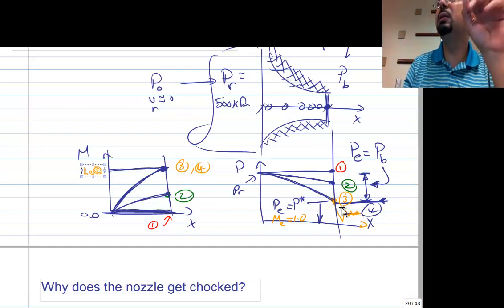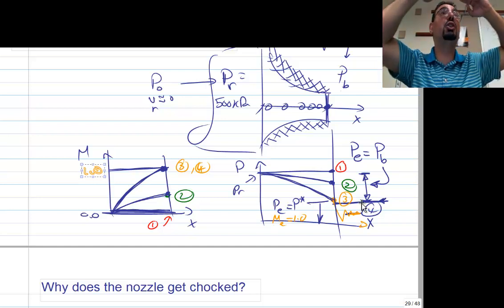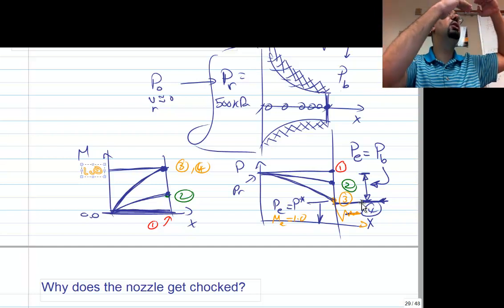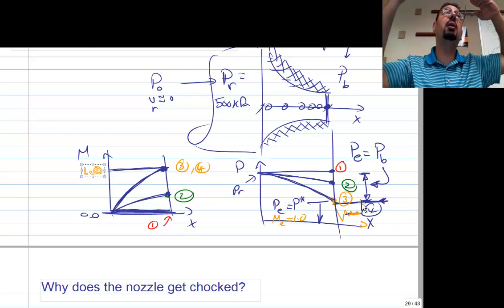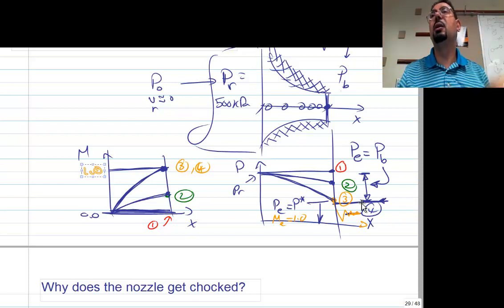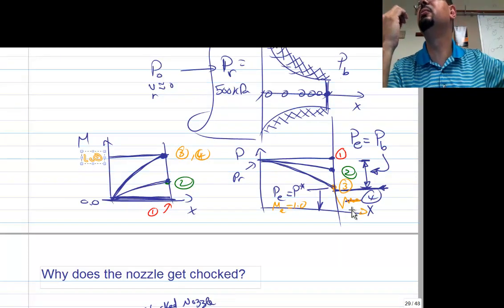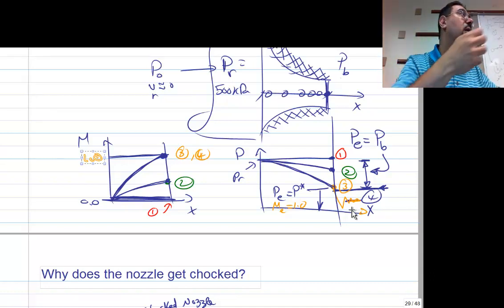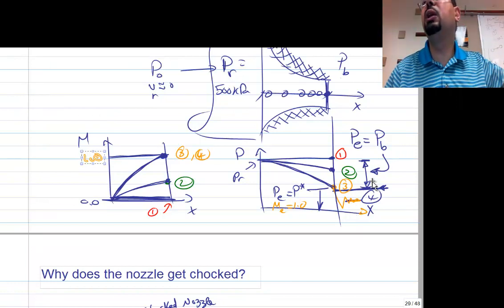So at this point, the nozzle is called choked. When the back pressure is 0.5283 of P naught, this nozzle is choked, and reducing the pressure any more than this will not change the Mach number or the mass flux. From that point downward, even if you put the back pressure at 0, if you take this nozzle and put it in space, it cannot give you any more flow rate than what it already did at 0.5283 of P naught.